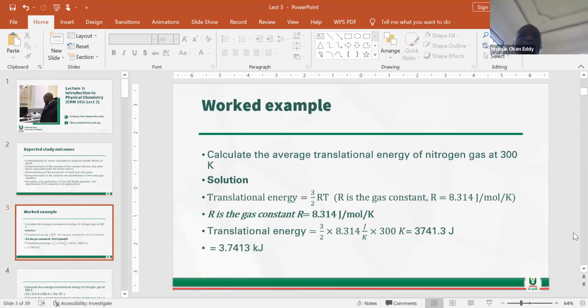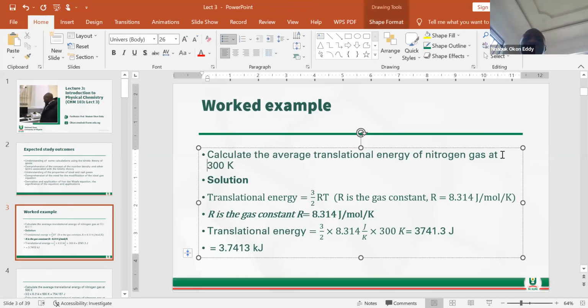So let's take one example. Calculate the average translational energy of nitrogen gas at 300 Kelvin. The first thing you need to know is what is the equation for calculating the translational energy. And the equation is 3 over 2 RT, where R is the gas constant. And the numerical value of the gas constant is 8.314 joule per mole per Kelvin. So you can now see that the gas constant is given.